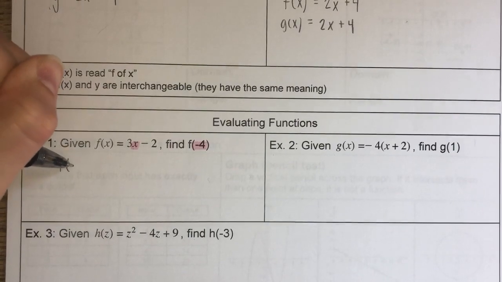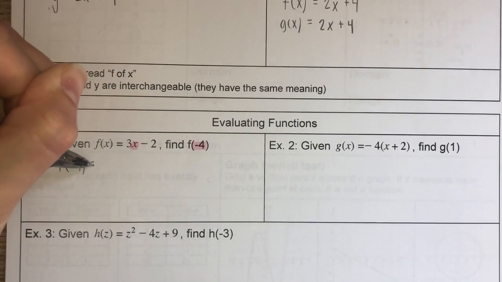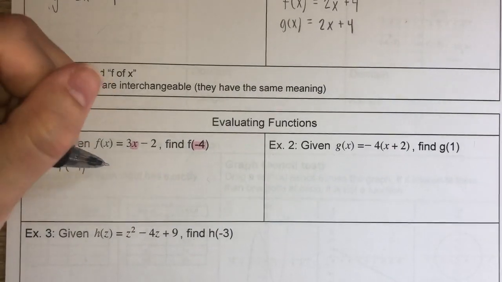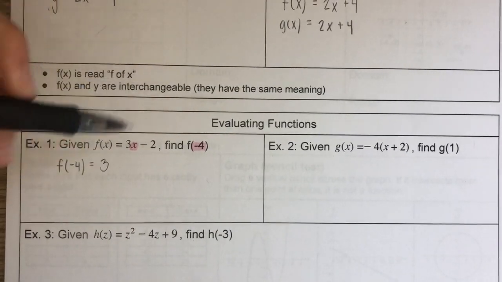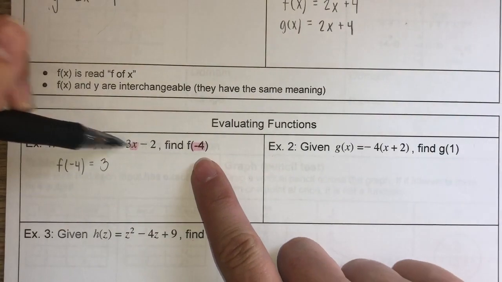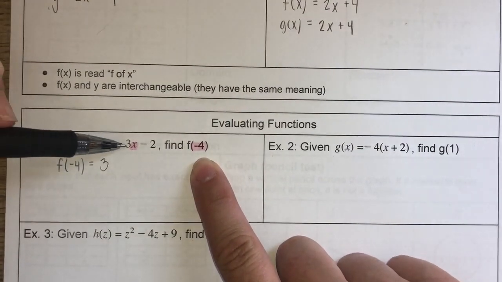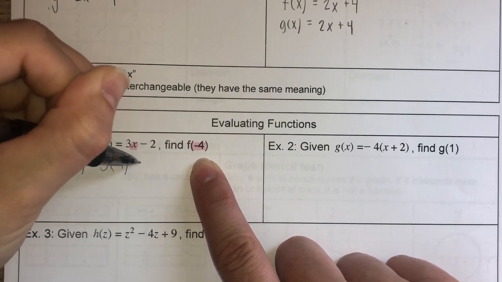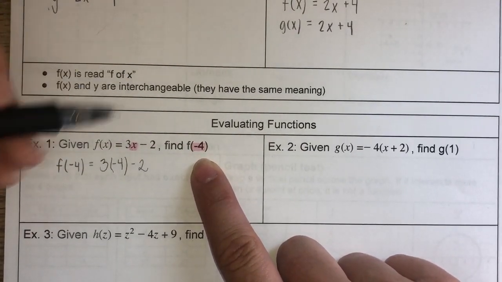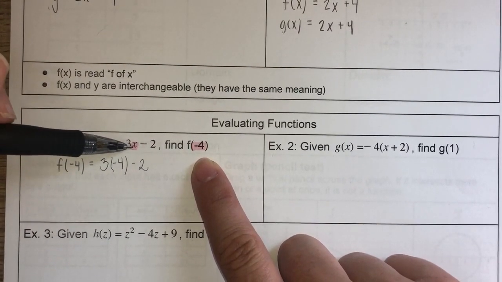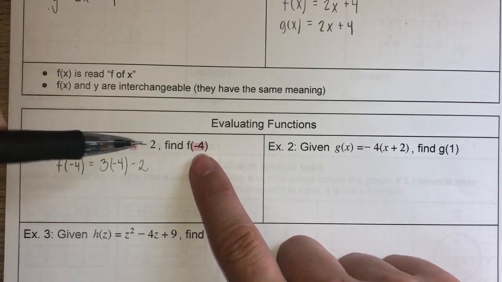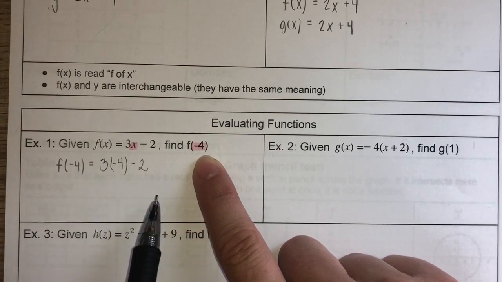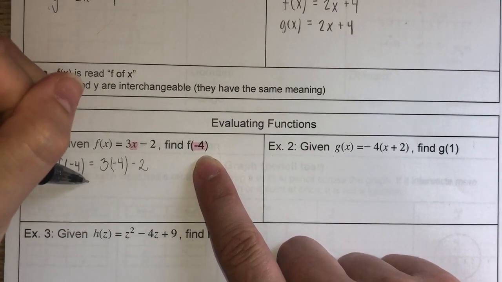So f of negative 4 equals, my function is 3x minus 2. I'm going to copy that down, except instead of x, I'm going to substitute in negative 4. So this is going to be 3 times negative 4 minus 2. So 3x turns into 3 times negative 4 since we're substituting this number in wherever we see an x. And now we're going to use order of operations to simplify.